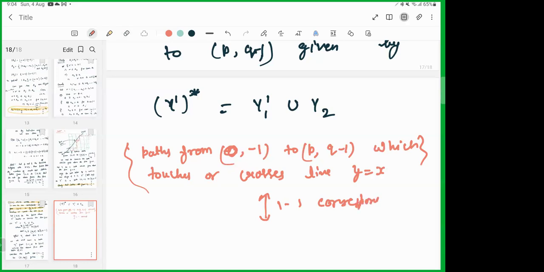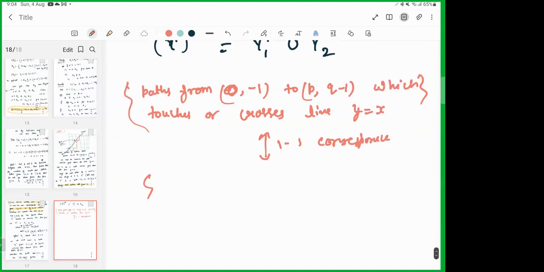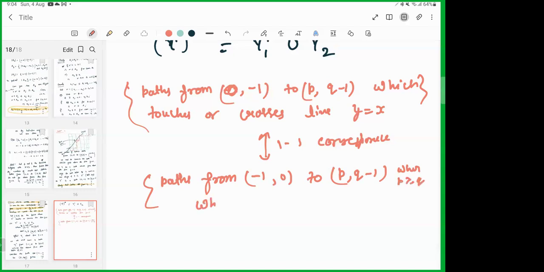Correspondence with what? Paths from -1, 0 to p, q minus 1, where p is greater than q, which crosses this thing, all paths from.